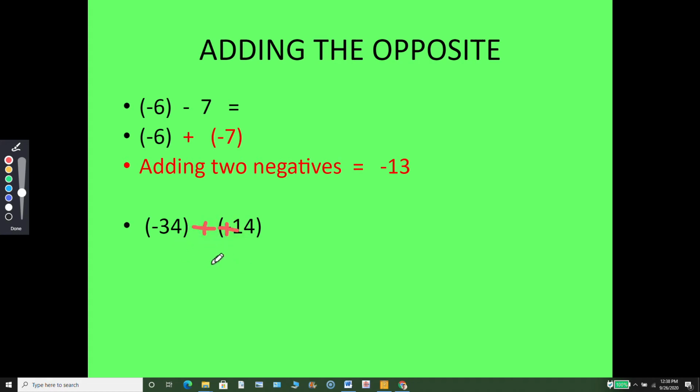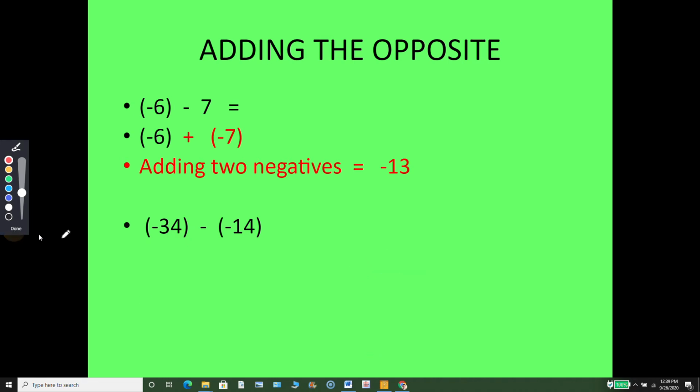Now, since we're adding now, the new problem is negative 34 plus 14. You use your rules for addition. So once you make the problem to addition, you use your rules for addition you just learned. And since the problem is negative 34 plus 14, you subtract your two numbers, right? And then keep the sign of the larger number. So if I subtract 34 minus 14, we get 20. But then we keep the sign of the larger number, which is the negative 34. So I make our final answer negative.